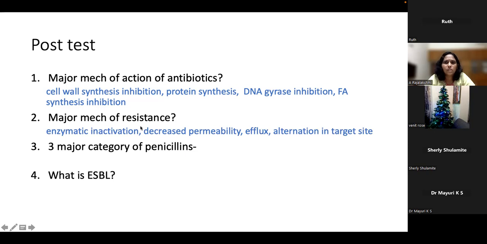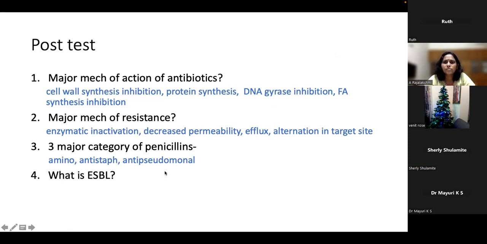Very good. What are the three major categories of penicillin? You can classify in any way, but for practical aspects, you can classify as aminopenicillins, anti-staph penicillin, which is cloxacillin, flucloxacillin, which is active against Staph aureus, anti-pseudomonas, that is piperacillin tazobactam. Yes, you're also right if you write extended spectrum beta-lactam penicillins.